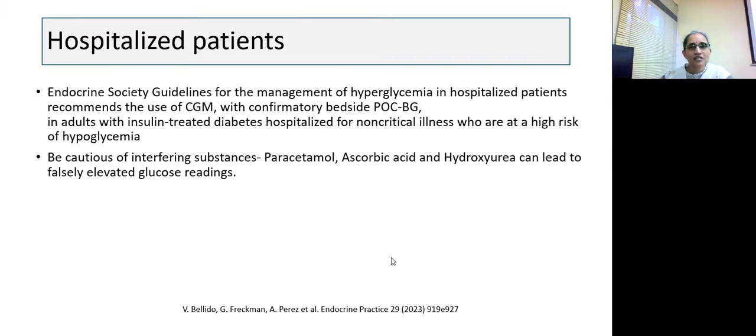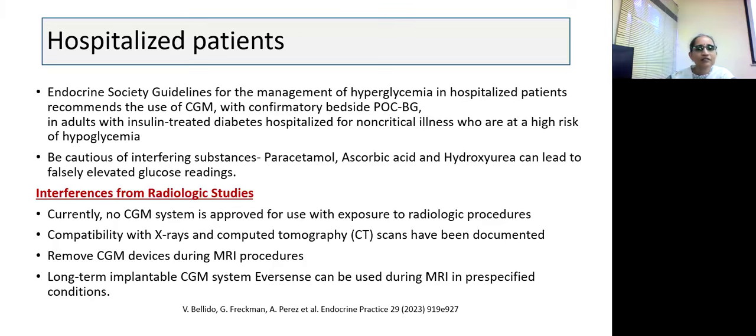So the Endocrine Society guidelines recommend that patients who are using CGM should continue to use CGM even when they are admitted to hospital. But we need to be aware of the interference due to medications, especially ascorbic acid and paracetamol. And for radiological studies, CGM can be worn during chest X-rays and CT scans, but for MRI procedures, we are not sure about its safety, and so it has to be removed.